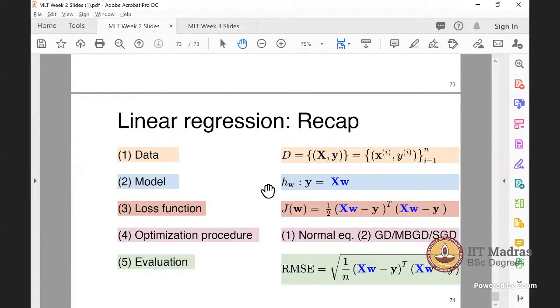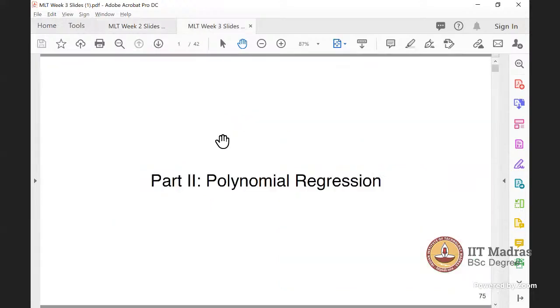For example, data is actually a tuple of feature matrix and labels. How does the linear regression model look? Y is equal to Xw. The loss function, its equation, the optimization procedure, no change over there. And the evaluation we are doing with RMSE. Okay, so if there are no further questions, I can move forward to week 3 with polynomial regression. Yes, sir. Okay.